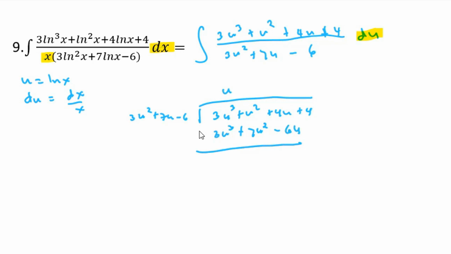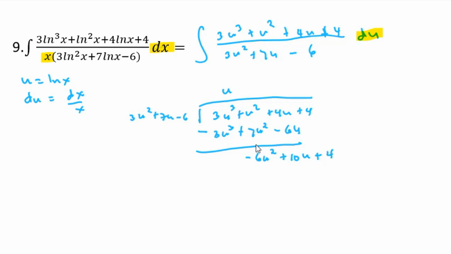Then subtract and change the sign of the subtrahend. So therefore, 3u cubed minus 3u cubed is 0, and this now has a negative sign. So we have negative 6u squared, and this is now plus 10u. Then bring down the last term, which is positive 4.